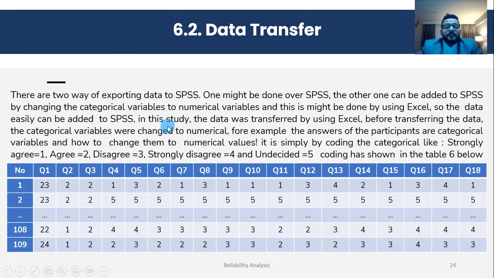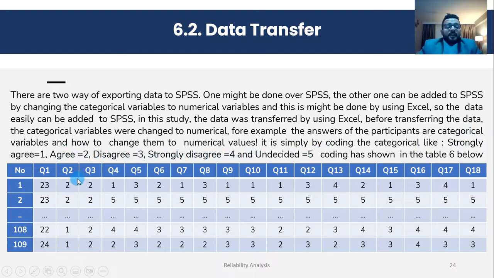Data transfer. What does it mean? We want to transfer this data into an SPSS program, but before transferring, we must code the answers, or change the categorical answers into numerical answers. So we changed them like this: strongly agree is 1, agree is 2, disagree is 3, strongly disagree is 4, and undecided is 5.